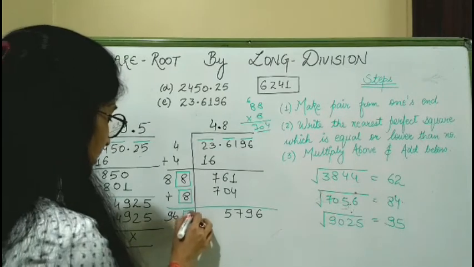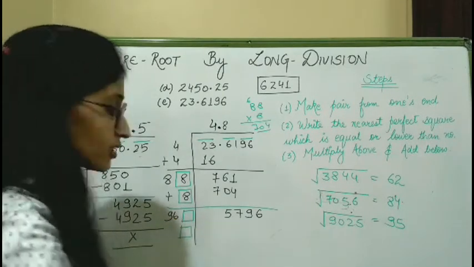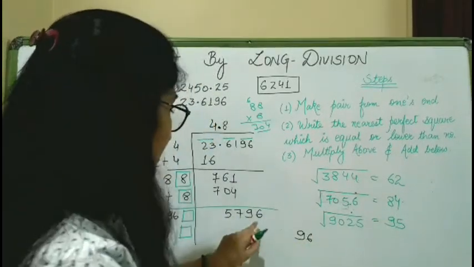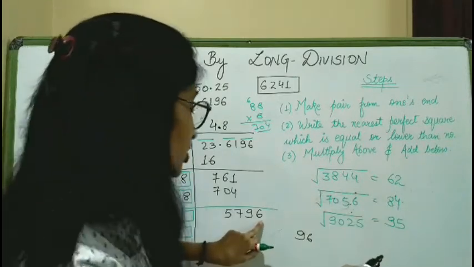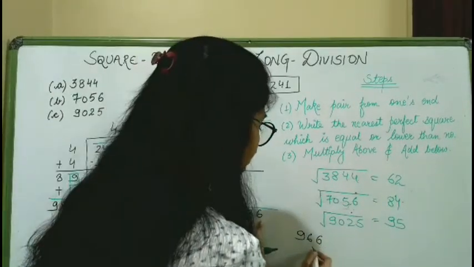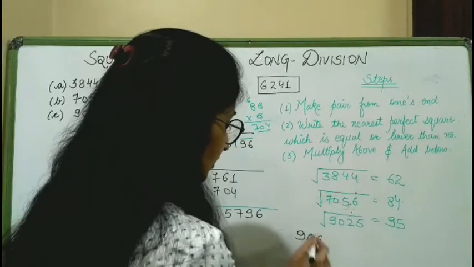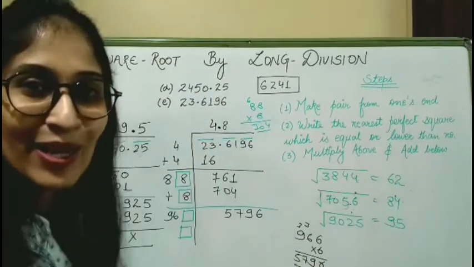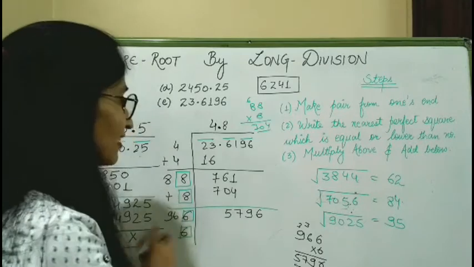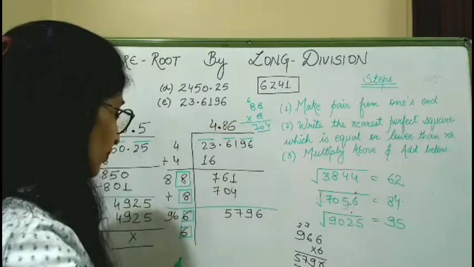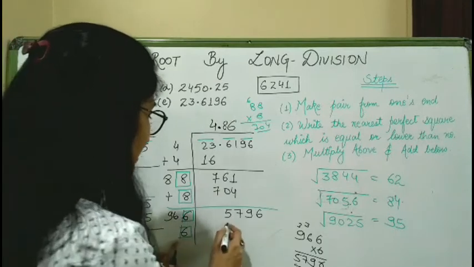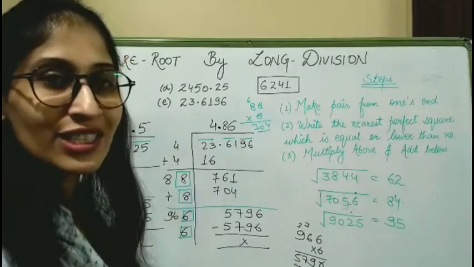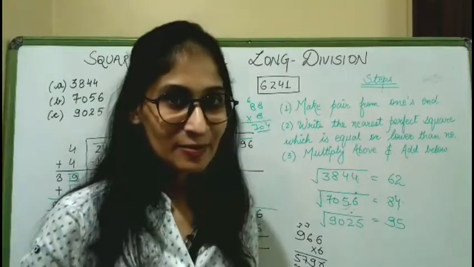I have to write same numbers in these boxes. Okay, 96. What should I write? 6. 6 6s are 36. The digit ending with 6. So by hit and trial I am going to write 6 here. 6 6s are 36. 5796. Bingo. So I am going to write 6 here. At the same time write 6 at the top. So 966 multiplied by 6 is 5796. Remainder is 0. So the square root of this number is 4.86.